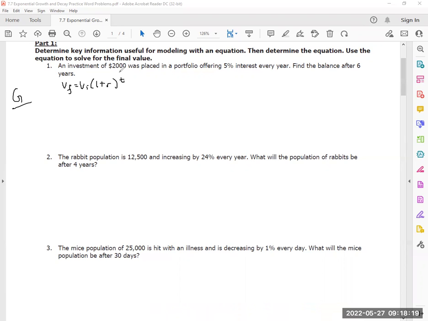An investment of $2,000 was placed in a portfolio somewhere, which means that's my starting amount. The portfolio offered 5% interest every year. That's my growing rate. And it says, find the balance after 6 years. That must be my time. Just pulling out information.